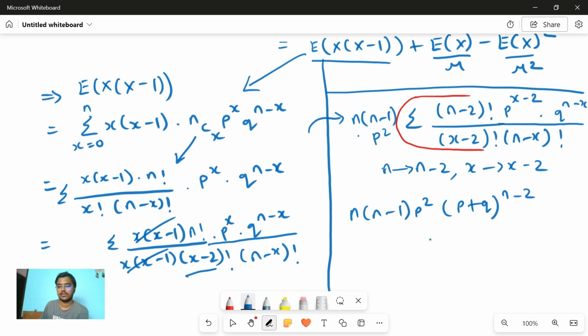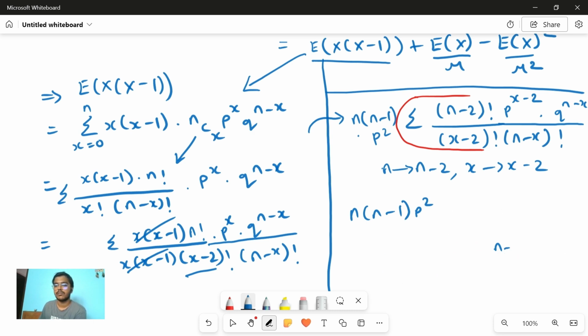Want me to expand? I'll do it, no problem. So n minus 2 C x minus 2, p power x minus 2, and q power n minus 2 minus x plus 2 will come, no? So the 2 can cancel. It is still there. Understood? So this is what you do.